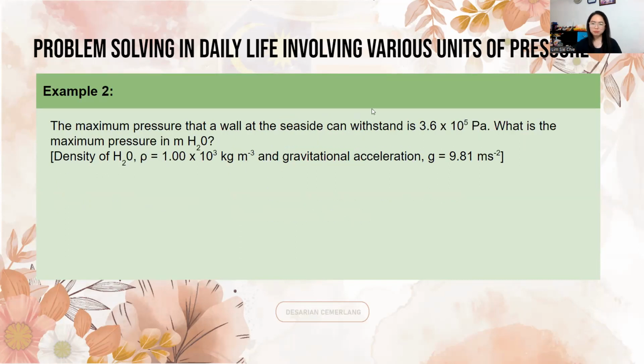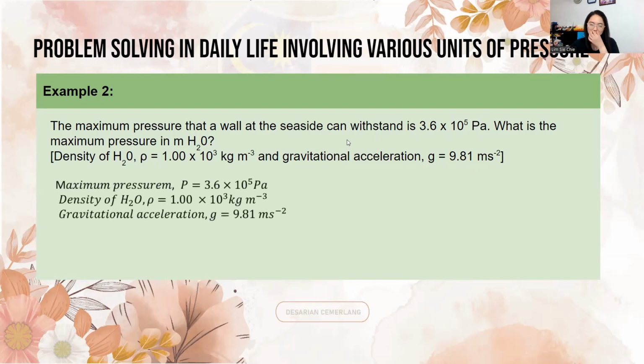Okay, I move on. Now, the second example, the maximum pressure that a wall at the seaside can withstand is 3.6 times 10 to the power 5 Pascal. What is the maximum pressure in meter water? Okay, now this is a little bit tricky because you're going to use Pascal and then you convert into meter water. Actually, it is the same. So first thing is you identify my pressure is 3.6 times 10 to the power 5 Pascal. And then my density is 1 times 10 to the power 3 kilogram per meter cubic. And then my gravitational acceleration is 9.81 meter per second squared.